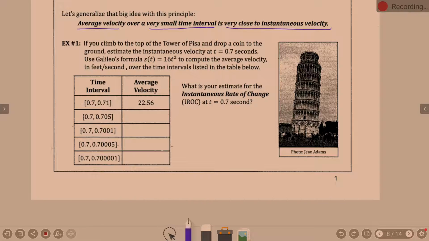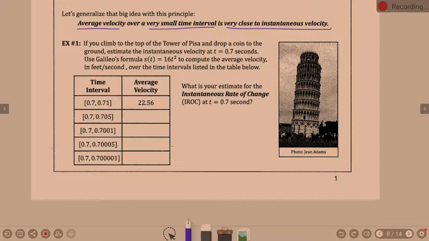Okay, so average velocity is very close to instantaneous velocity over a very small time interval. Example: if you climb to the top of the Tower of Pisa and drop a coin to the ground, estimate, so notice it's estimate, the instantaneous velocity at t equals 7/10 seconds. Use Galileo's formula, s of t equals 16t squared, to compute the average velocity in feet per second over the time intervals listed below. And then we'll answer the question of what is your estimate for the instantaneous rate of change.